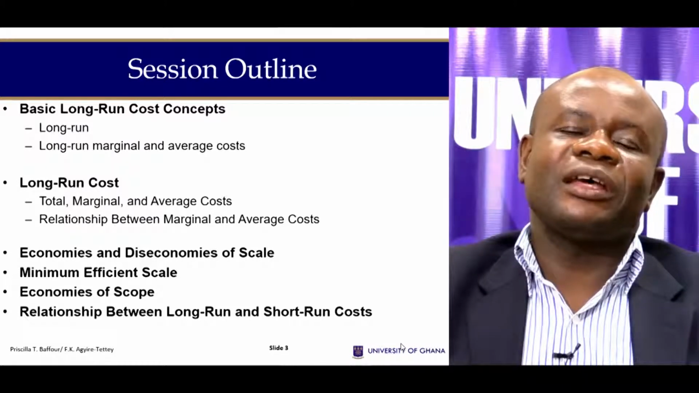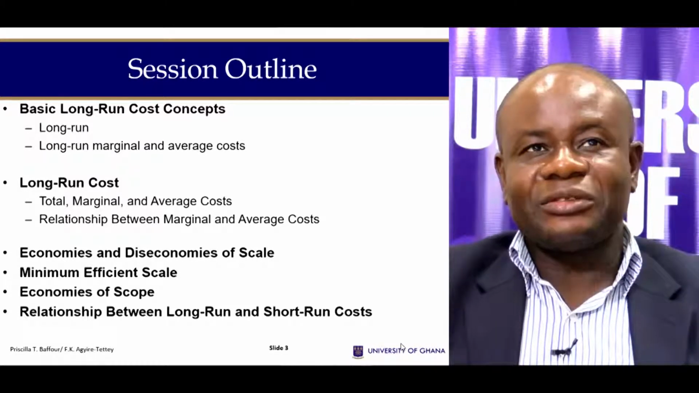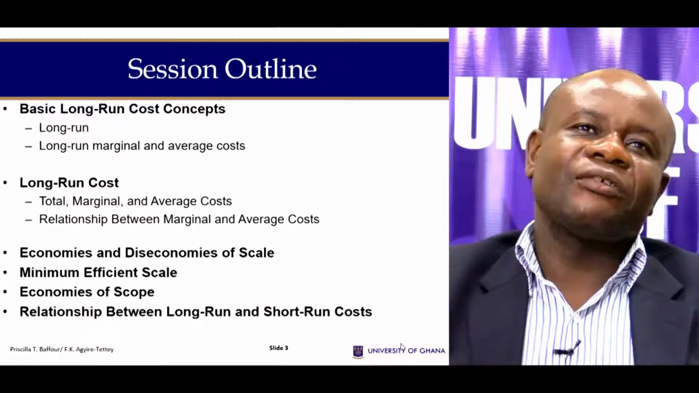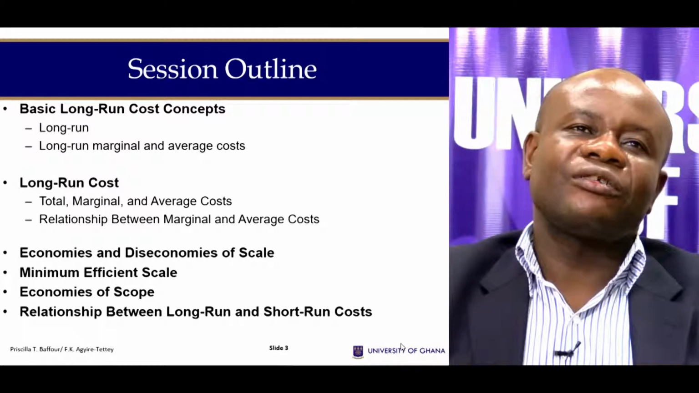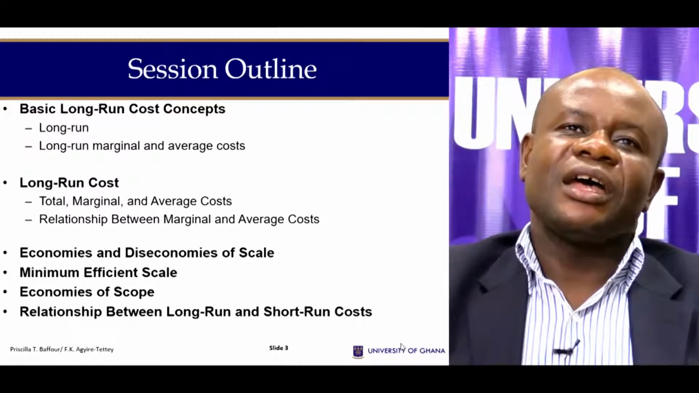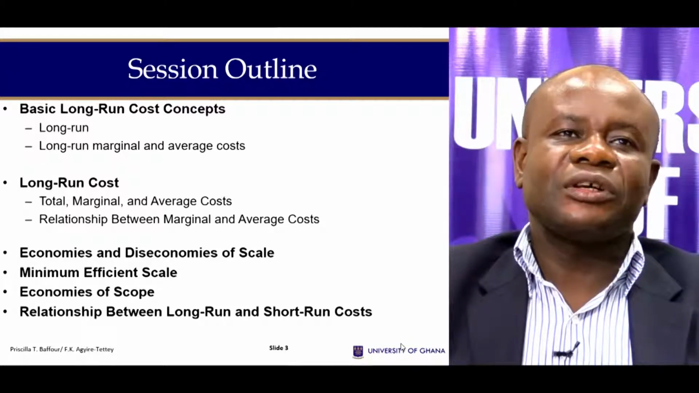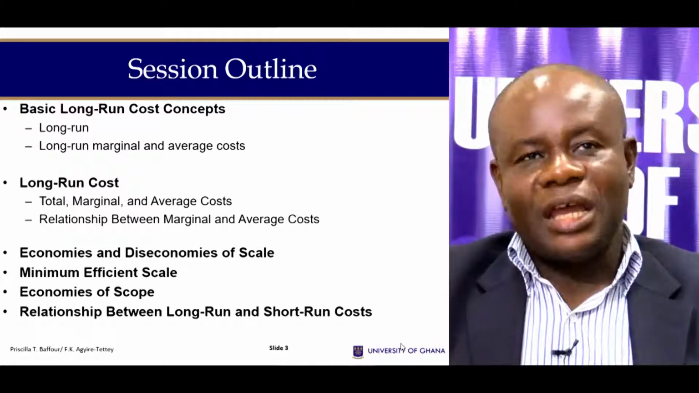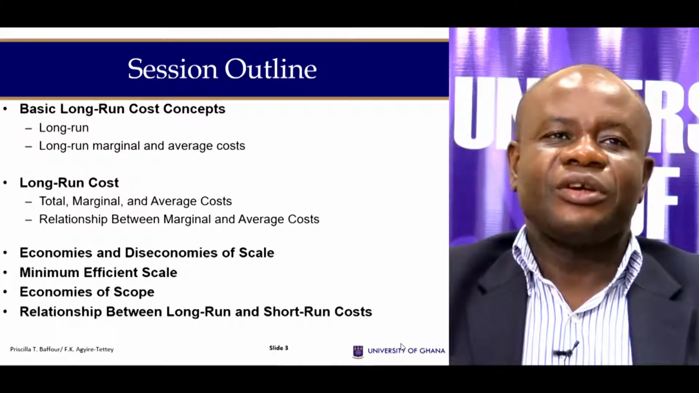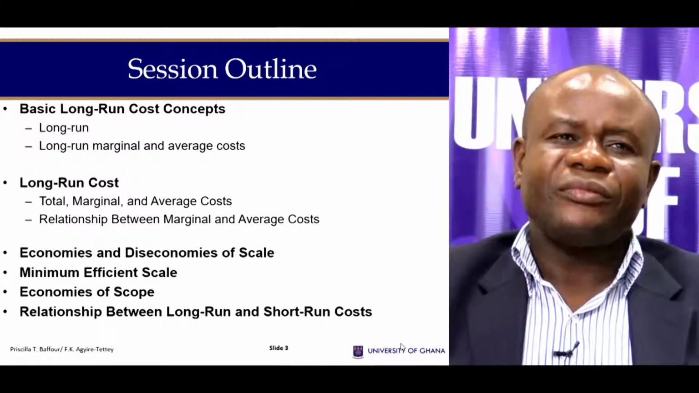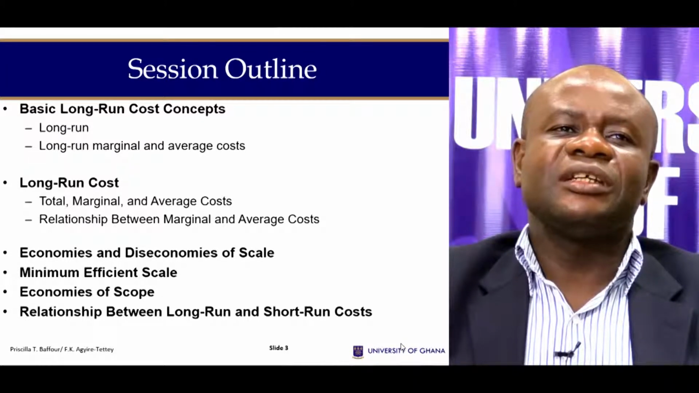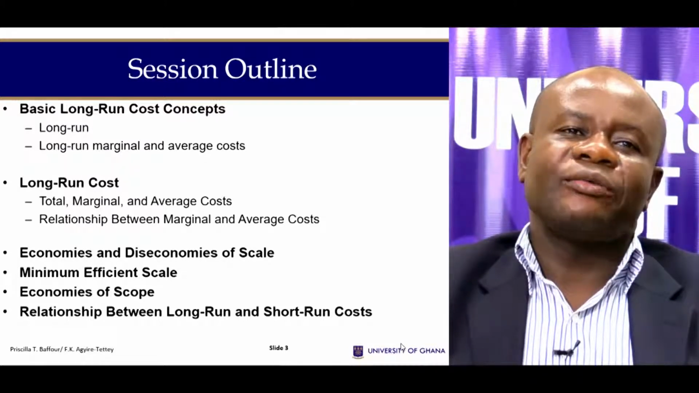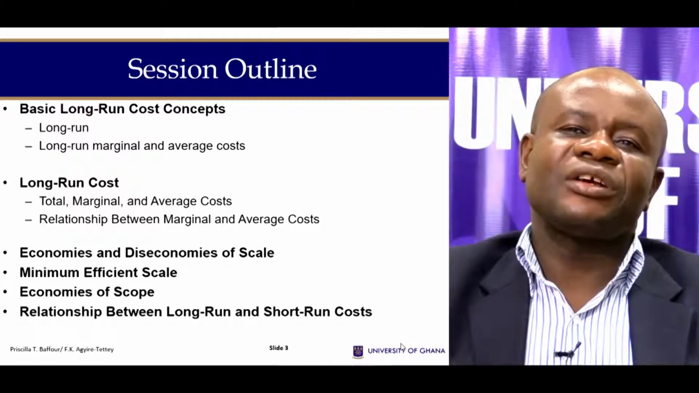Now, the outline of the session is given as below. Basic long-run concepts, where we look at what is the long run and the long-run marginal and average cost. We are also going to look at the long-run cost, that is, the total, marginal, and average cost, and the relationship between these curves. We will also look at the economies and diseconomies of scale, the minimum efficient scale, economies of scope, and the relationship between long-run and short-run costs.